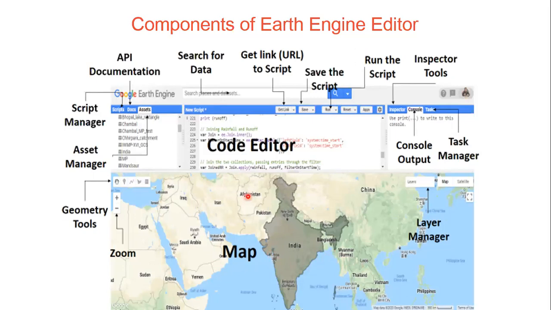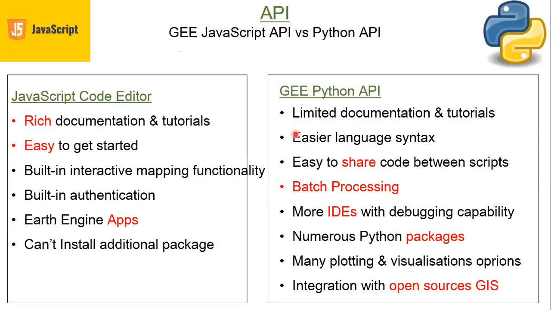Basically, you can see that this is the map in which you can display your result, your output. This is the output console panel, and this is the area where you write your code.